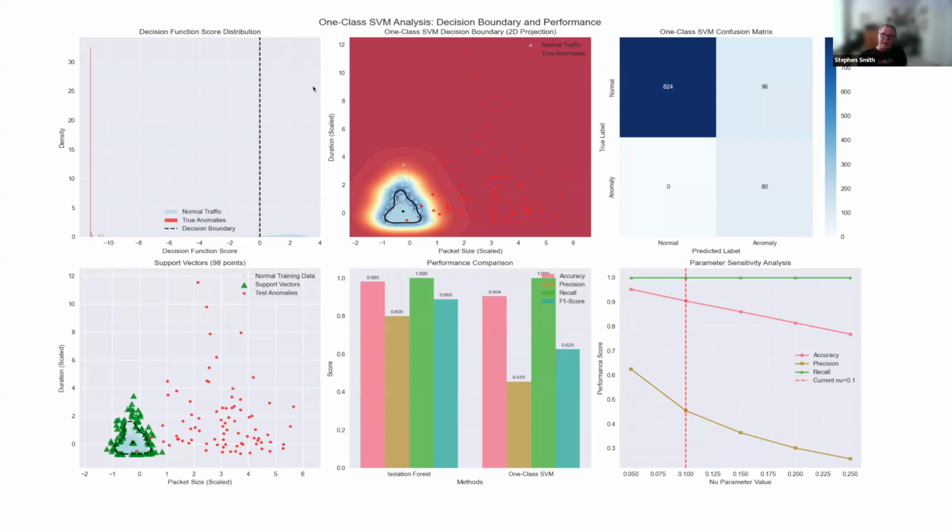Okay, and then again, remember we talked about scaling, right? The duration is scaled because we have a mean and we have how many standard deviations we are from the mean. That's what those numbers mean, from 0 to 12 standard deviations. Same thing with packet size. 0 is the mean.